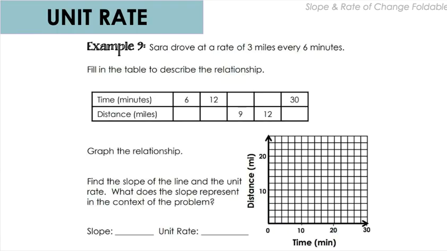So now this last part, you're on your own. I want you to look at the question. Sarah drove at a rate of 3 miles every 6 minutes. Go ahead and fill that table out, graph it, find the slope, find the unit rate. Remember, you write your unit rate more in like a real life type thing. The slope is just going to be numbers. The unit rate is where you'll say things like distance per minute, something like that. So this one's all you. And that's it.